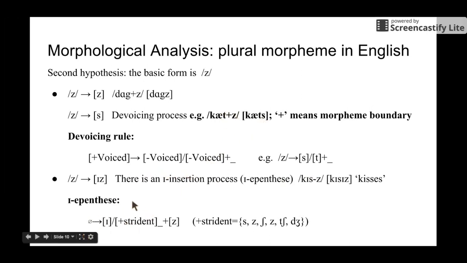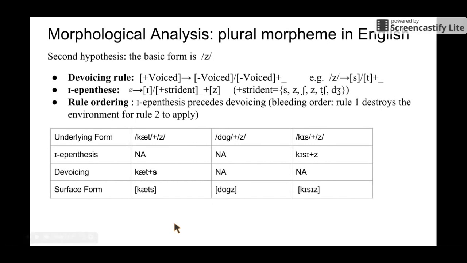And the same vowel insertion rule applies here as well, because we want to account for kisses. And for this one, we actually have the same rule. Now, again, we have more than one rule, right? We have to think about the rule ordering.